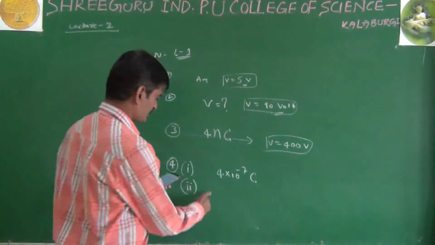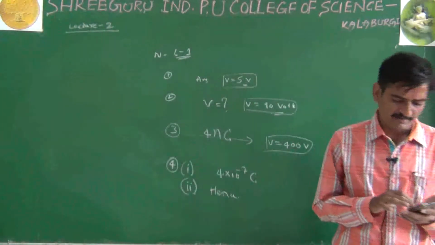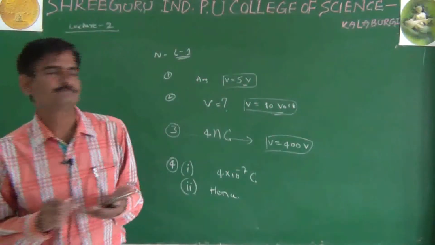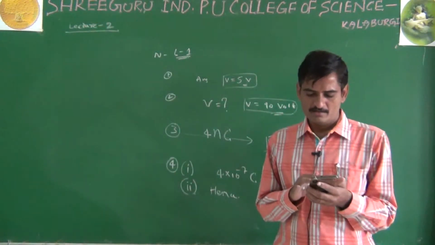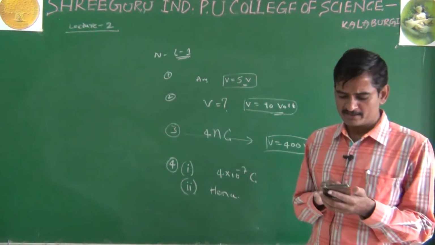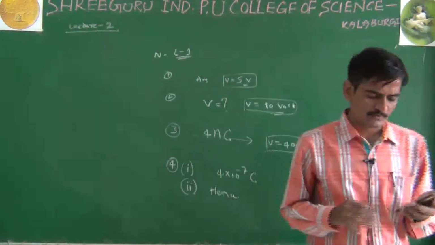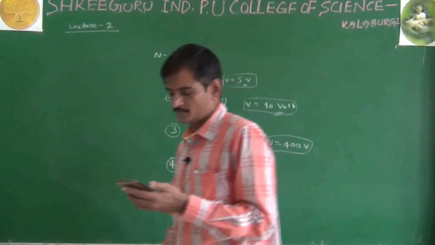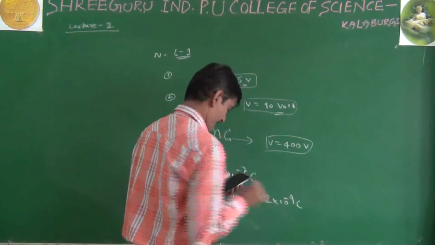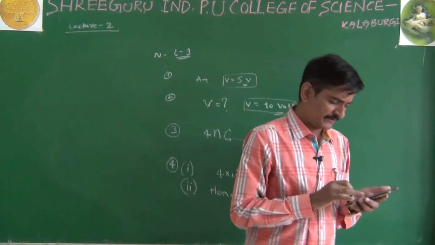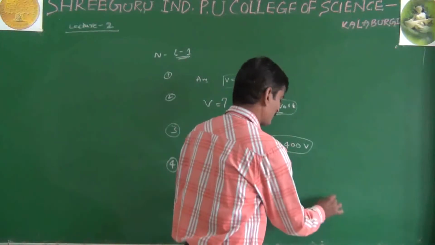Hence obtain the work done in bringing a charge of 2 nanocoulomb from infinity to the point P.